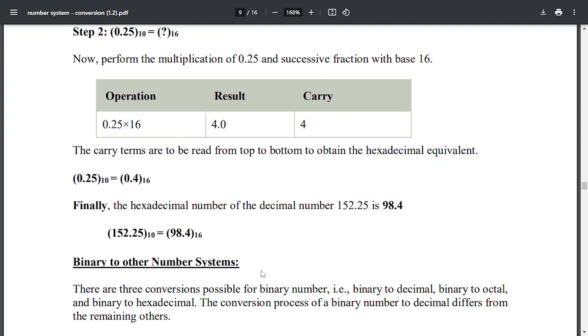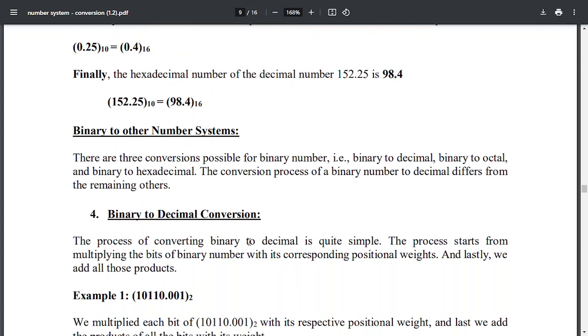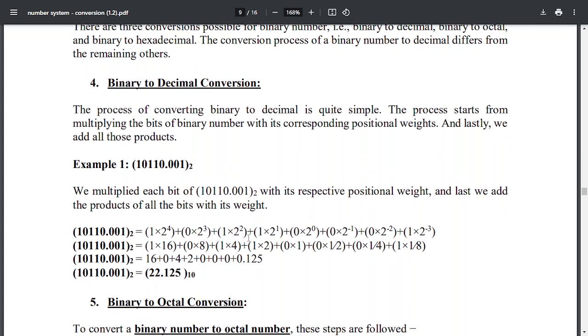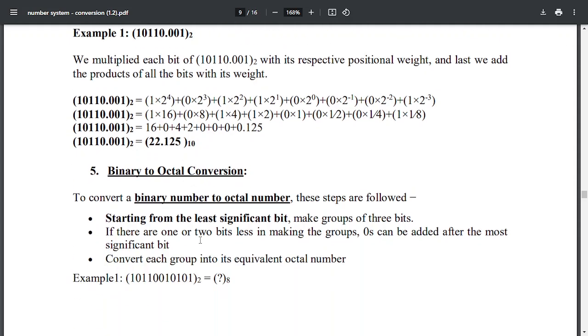These are the number conversions from the decimal system. Now we'll see the other way, binary to others. So binary to decimal: if I want to convert binary to decimal, just multiply the given number with its positional values. I'm just multiplying my given number with its positional value. So I'm getting my answer as 22.125. So this is how the conversion goes from binary to decimal system.